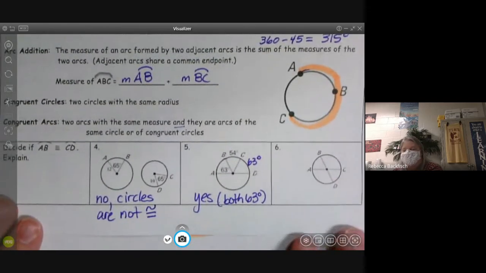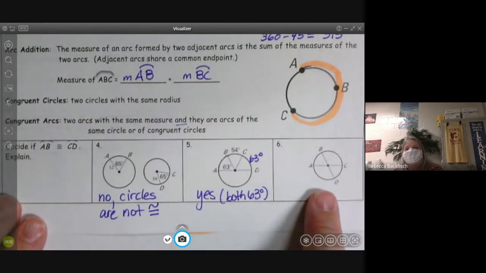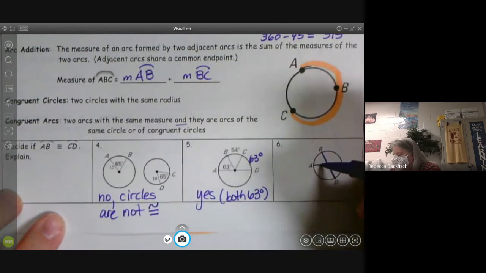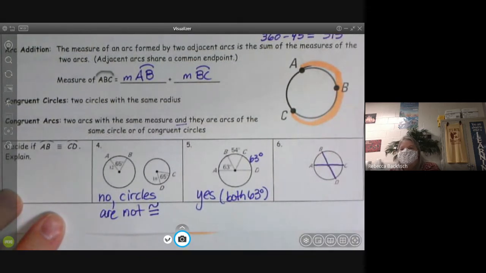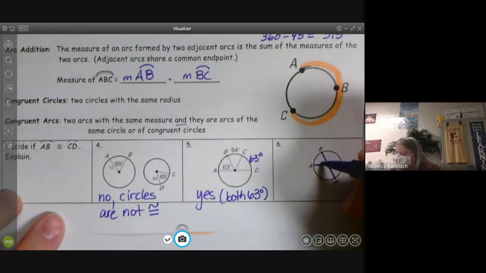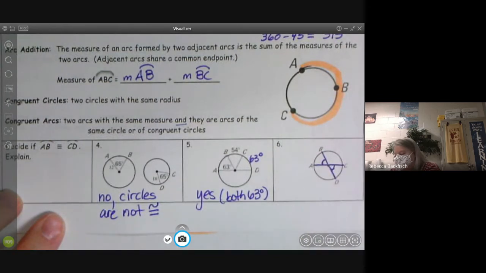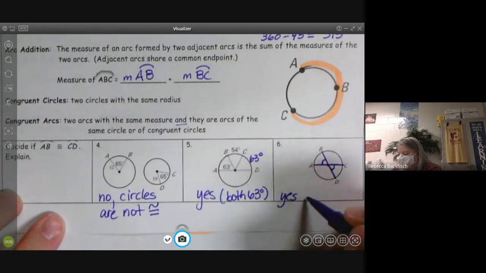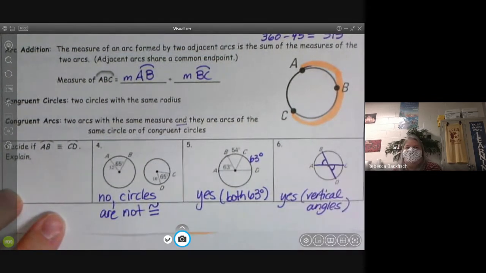What kind of angle pair is pictured in this last one? Good, vertical angles. Vertical angles keep coming up. Vertical angles happen everywhere. They happen in all kinds of shapes, including circles. Anytime you have two lines crossed, that makes vertical angles. So that means this central angle over here is congruent to this central angle over here. So that means whatever this arc is, that arc is. So yes, they are congruent by vertical angles. It's the central angles here that are my vertical angles.